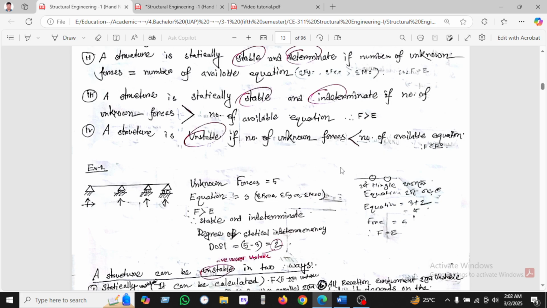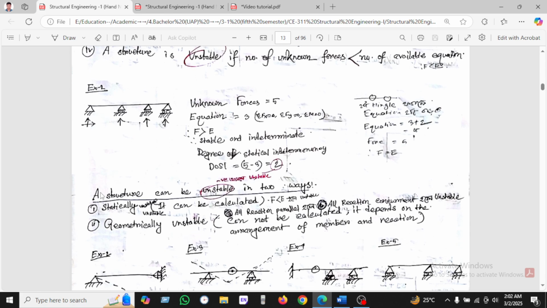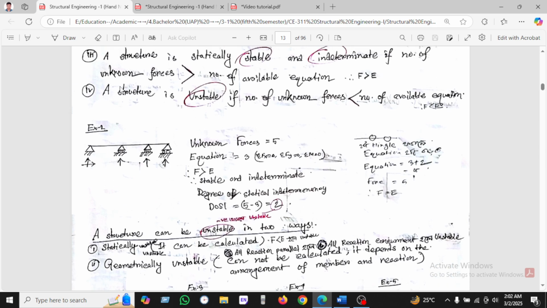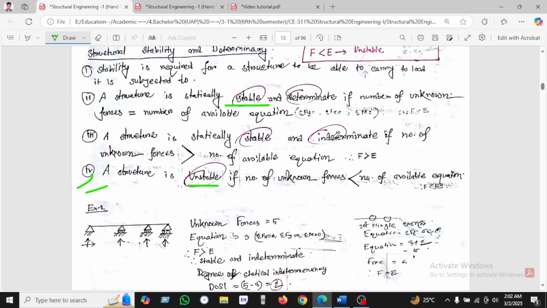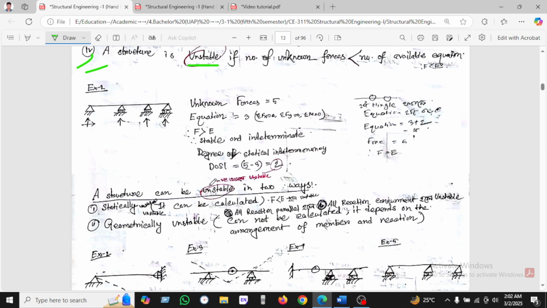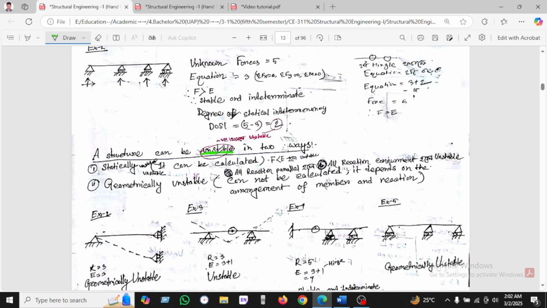Okay, so we know how a structure can be unstable in two ways. These are the unstable, these are the stable, these are the indeterminate, these are the stable. So unstable we can find out two ways: statically unstable and geometrically unstable.